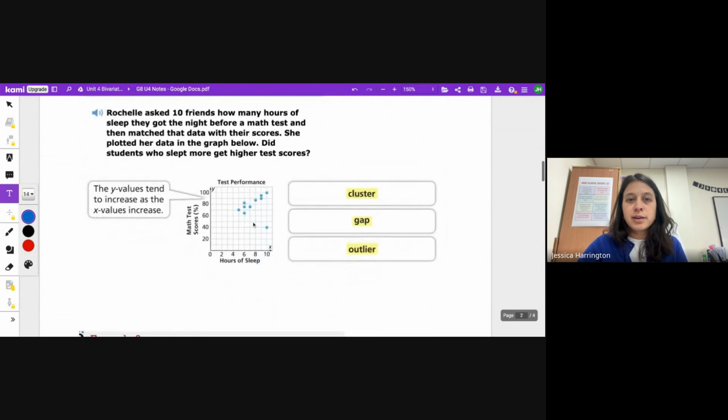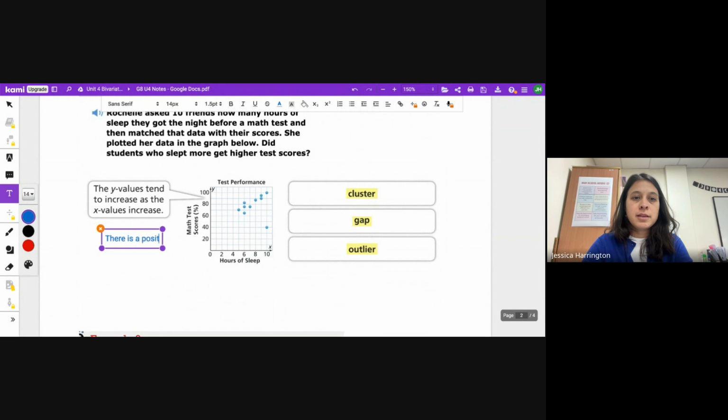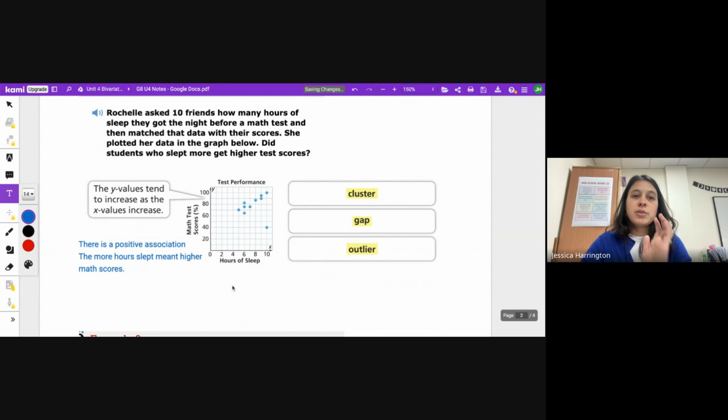If we go back down, you can see that they are increasing, they're going up. So there is a positive association. So we could write this. There is a positive association. Let me scoot it over. The more hours slept meant higher math scores, right? So that's kind of the general relationship.